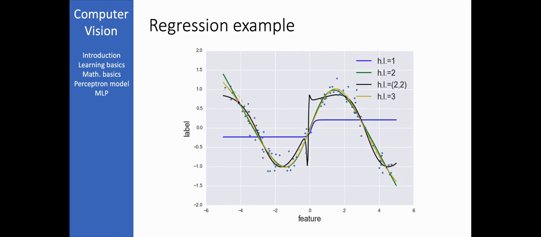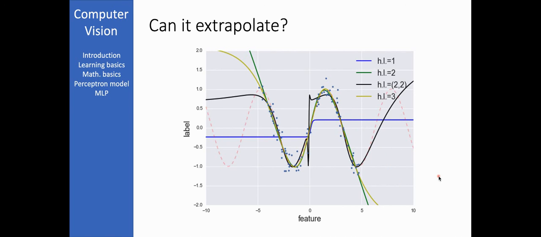One point to ask here is, we're only looking at the part of the feature space where we have examples. So in a sense, these curves simply interpolate between the observed examples. One natural question to ask is, can it actually extrapolate to areas where we have no examples? We can look at that right here.